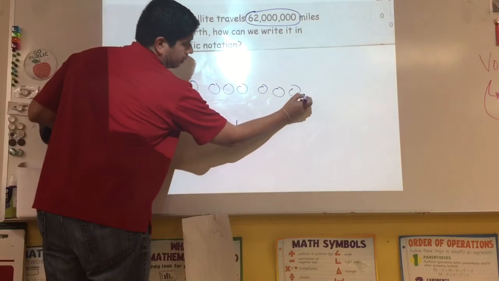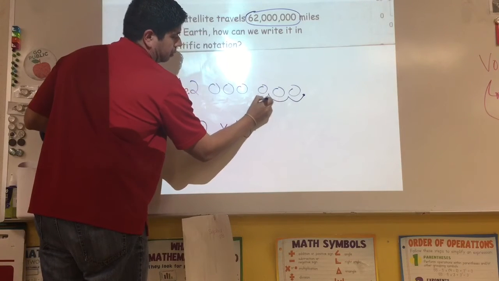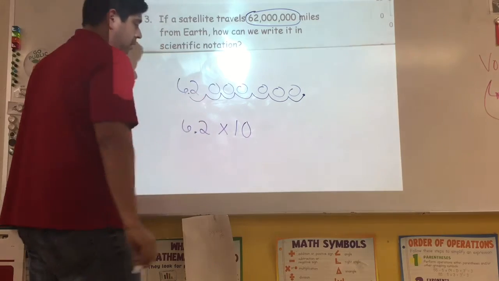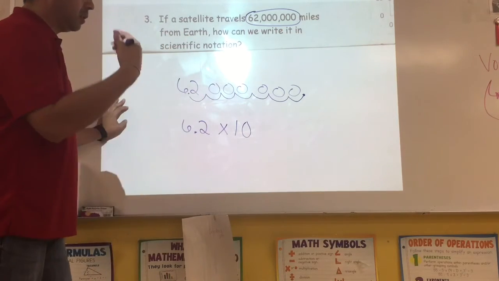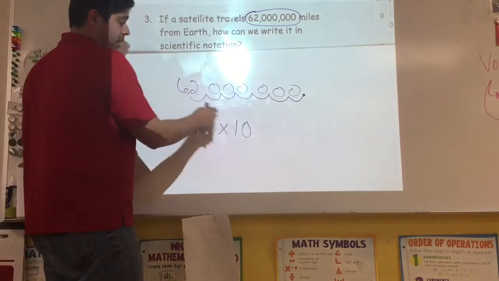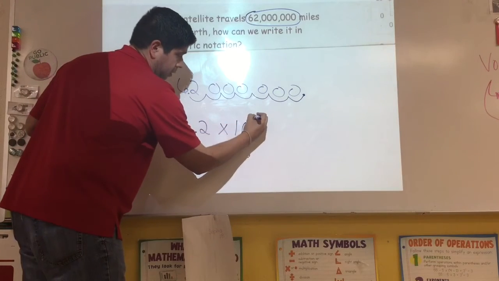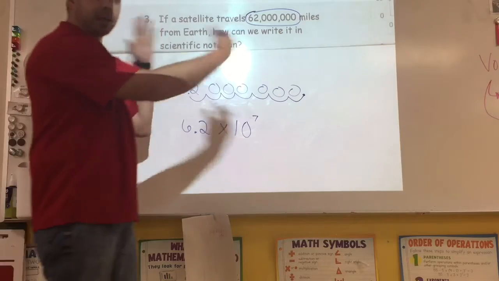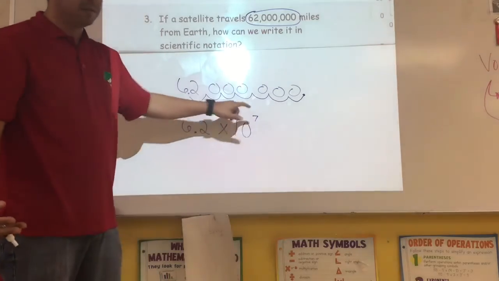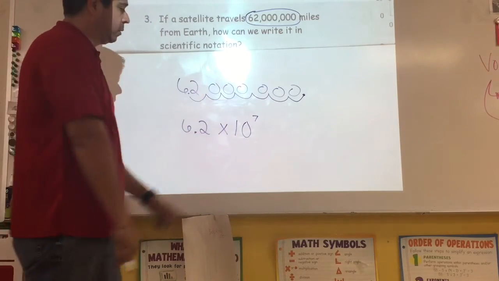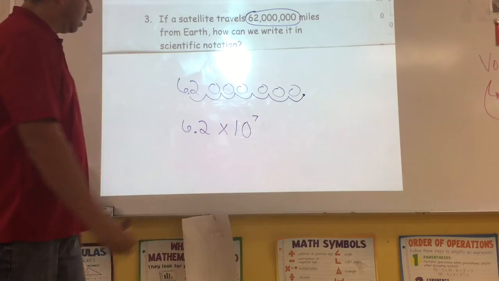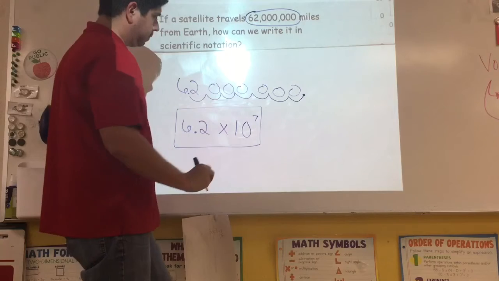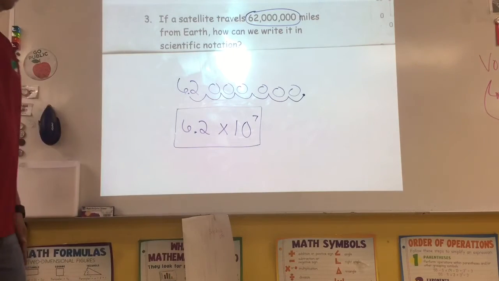So let's go ahead and count it. 1, 2, 3, 4, 5, 6, 7. Okay, so the number of times I move is what my exponent is going to be. So it is 7. Now, it's a big number, so remember, if it's a big number, then that means my exponent is positive. If it was a small number, then my exponent has to be negative. Okay, so there is my answer.